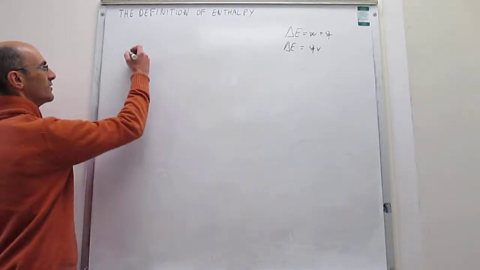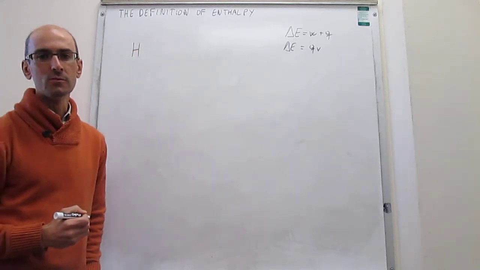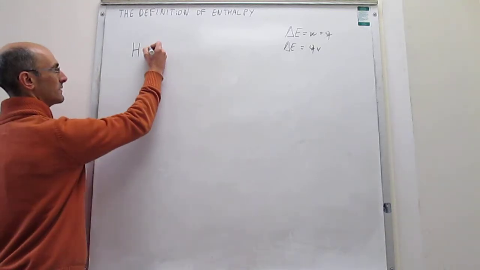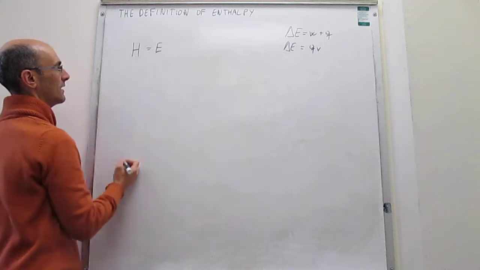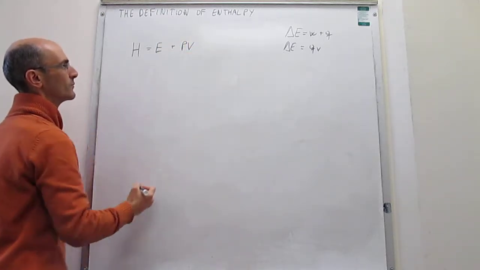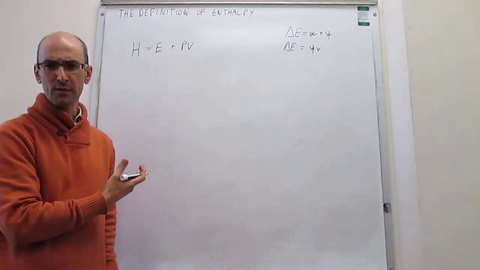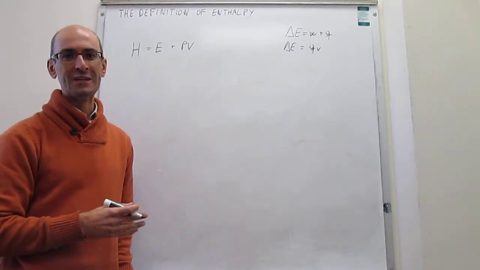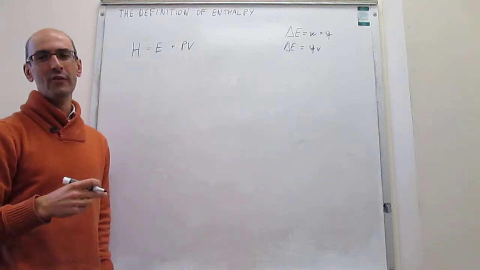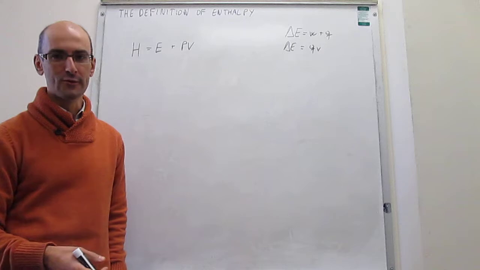So let's define a new thermodynamic variable, which is going to be enthalpy. Enthalpy is going to be very closely connected to the internal energy. As a matter of fact, the definition is such that the enthalpy is equal to the internal energy plus the product of the pressure and the volume. It's not obvious why the definition should be like this, but eventually you're going to see that if we define the thermodynamic variable enthalpy in this manner, then at the end of our work, we're going to be able to do something very useful.